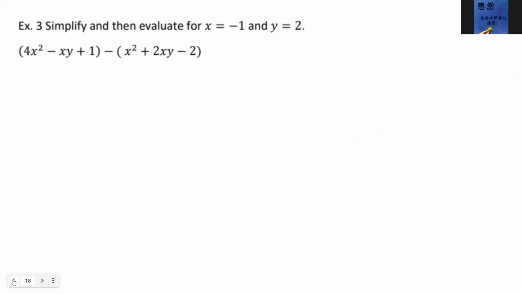Simplify and then evaluate. And all of the questions we've had only involve adding and subtracting like terms, okay? We haven't multiplied them. We'll do that on Wednesday.